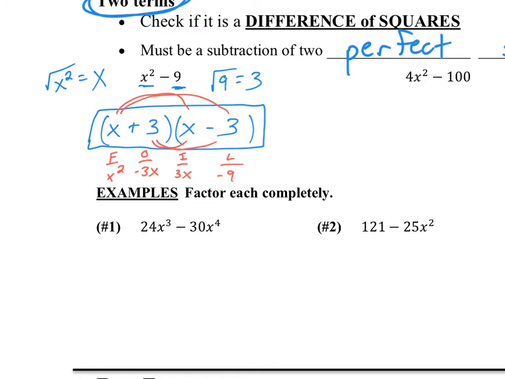So if you notice, this inside part and the outside part, what's negative 3 plus 3? 0. Those will cancel. So you're left with x squared minus 9. So that's why difference of squares works that way. So that's why you take the square root of the first term, square root of the second term, and you can just write your answer like this. Okay, I don't expect you to FOIL it like that every time. I just was showing why that works. Okay?